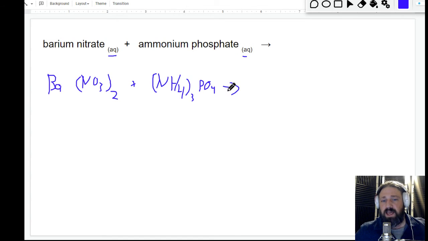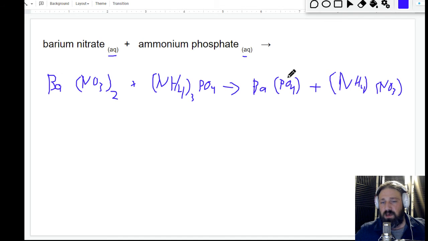All right, and if this is a double replacement reaction, we swap the partners. So it's going to be barium and phosphate and ammonium and nitrate. Remember, first we flip-flop, then we start figuring out these coefficients. Barium is 2 plus, phosphate is 3 minus, so it's Ba3(PO4)2. And this is 1 plus, this is 1 minus, so 1 and 1.